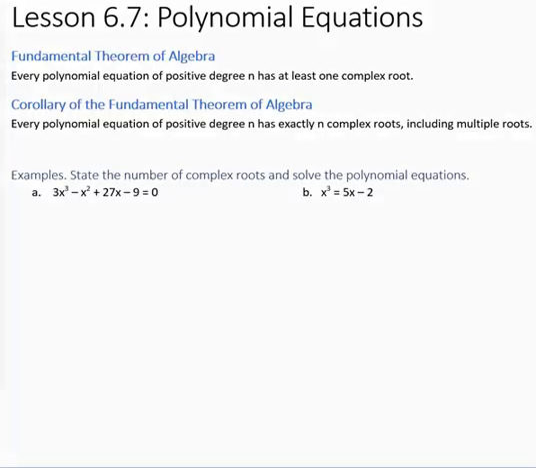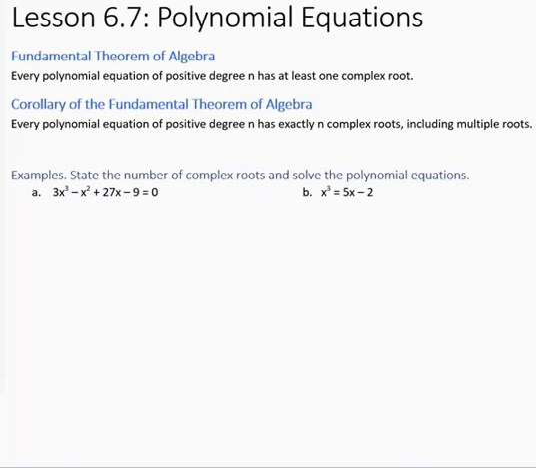In lesson 6.7, we'll be working with polynomial equations. We mainly are going to solve them, but we are going to learn some other properties about the roots that we have with polynomial equations. And right off the bat, we start with this very important theorem called the fundamental theorem of algebra.